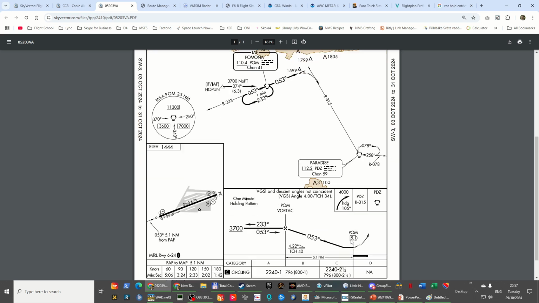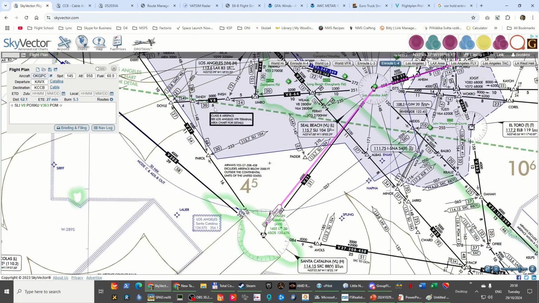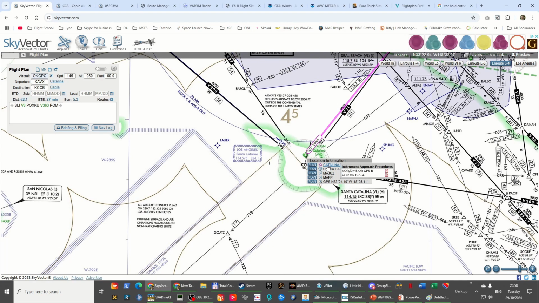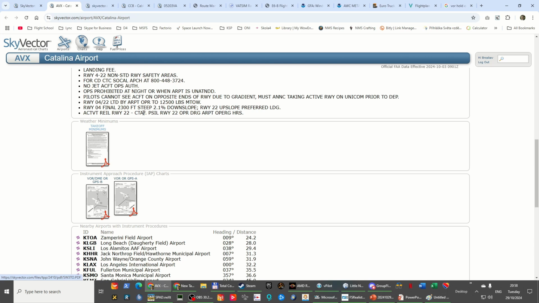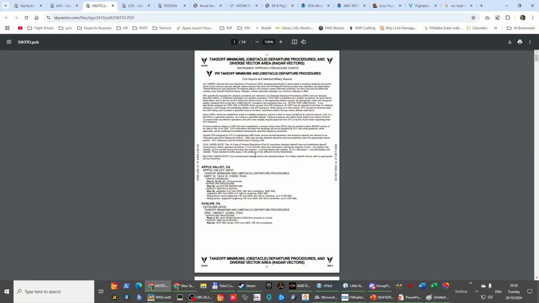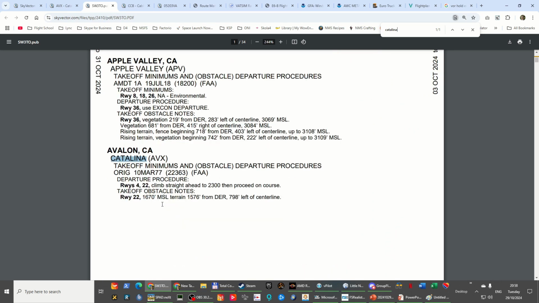I guess not. What about our departure? Again, it's going to be a VFR departure, but let's check what takeoff minima we have if we want to simulate something. So, departure procedure, okay, it's very easy. Runways 4 and 22, climb straight ahead to 2300, then proceed on course.